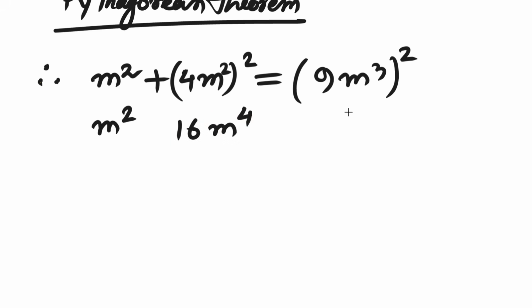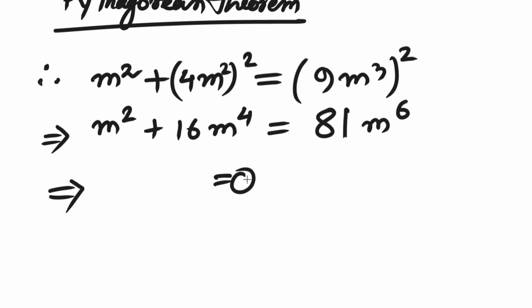On the right-hand side, we have 9m cubed being squared. 9 squared is 81, and m cubed squared becomes m to the 6th power. Therefore, our equation becomes m squared plus 16m to the 4th equals 81m to the 6th. Now, we want to bring everything to one side so that the equation is equal to 0.